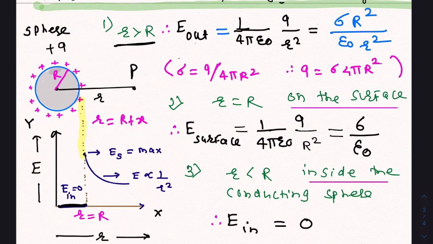This is the surface. Then the electric field intensity for an inside point is 0, and for an outside point it is inversely proportional to r square, represented by this graph. Outside point, inside 0, maximum on the surface.